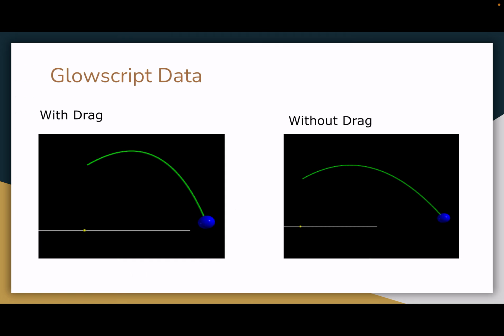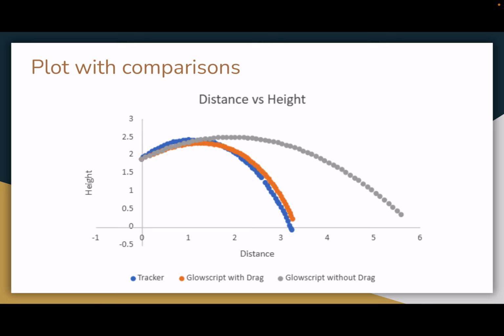And this is the GlowScript output. The one on the left shows with drag, and the one on the right shows without drag, and you can see how much farther it goes without drag in an ideal scenario. These are the plot comparisons that I did in Excel. You can see that the blue is the Tracker data, the orange is GlowScript with drag, and the GlowScript without drag is gray.